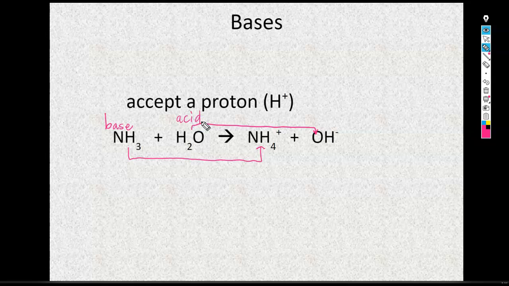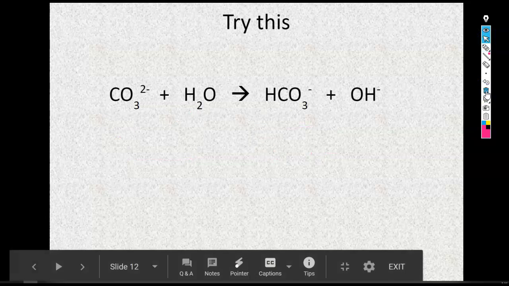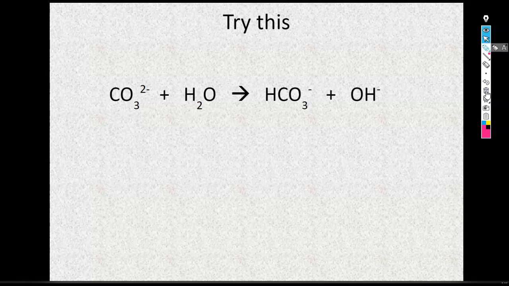So what's left over after the acid donates a proton, that's our conjugate base. And then what remains, or what the base becomes once it collects or receives the proton, that is our conjugate acid. So we have our two pairs yet again. Okay, so let's see about the next one. Try this one. Can you identify the acid and the base and the conjugate acid and the conjugate base? So let's go ahead and try that ourselves.